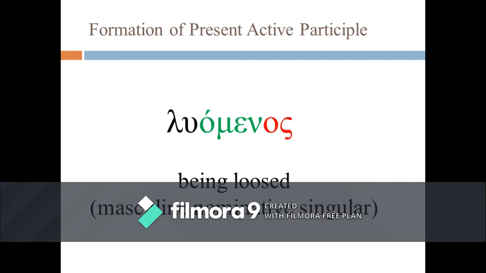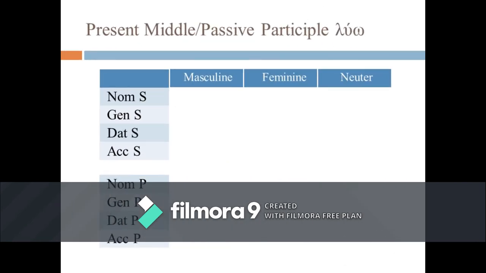So we're going to end up with luomenos, being loosed. And this is the masculine nominative singular. All we care about is the ending here, and that, like logos, is the masculine nominative singular. And this meno just tells us it is middle or passive: the present middle passive participle of luo. We have luomenos. What I want you to do is just keep looking at the endings.